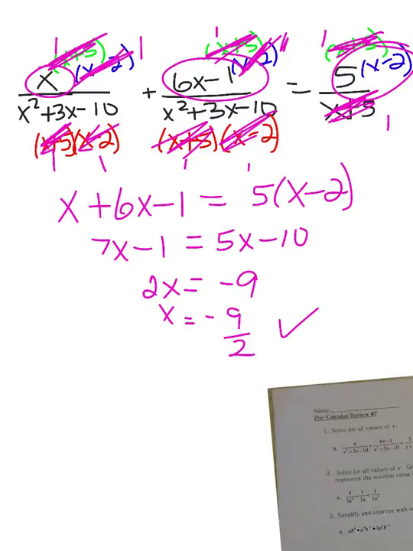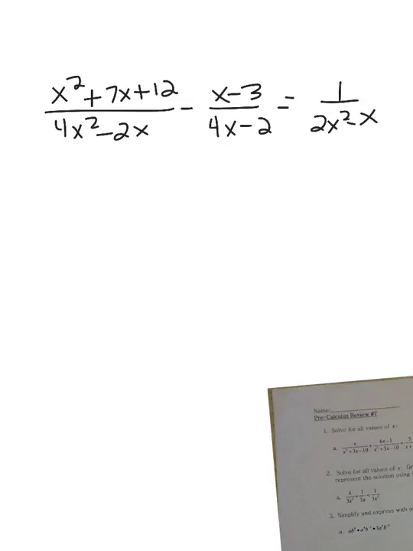All right, so let's take a look at 1b. Just like 1a, what we want to do is first factor the denominators, and then multiply all the numerators by something that will make my denominator equal to 1. So this denominator over here on the left factors and becomes 2x times 2x minus 1. The middle becomes 2 times 2x minus 1. And the end becomes x times 2x minus 1.